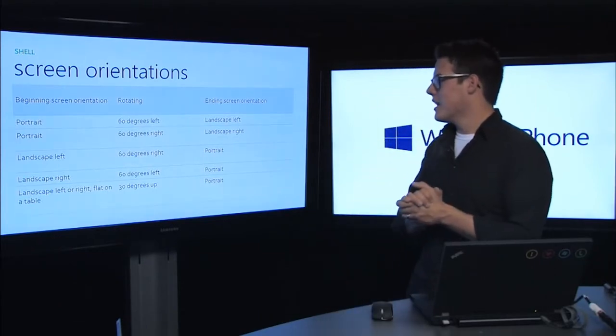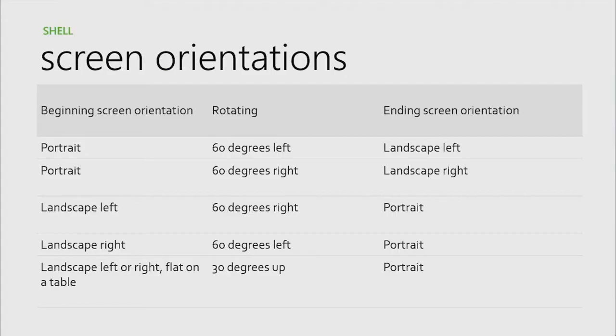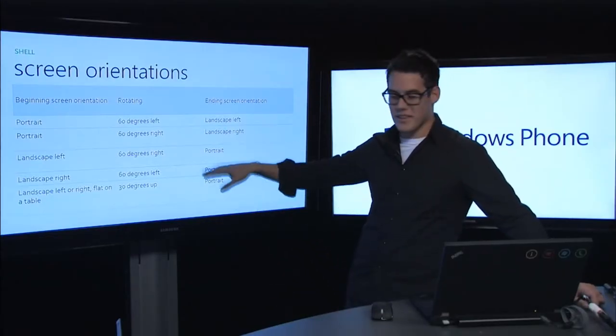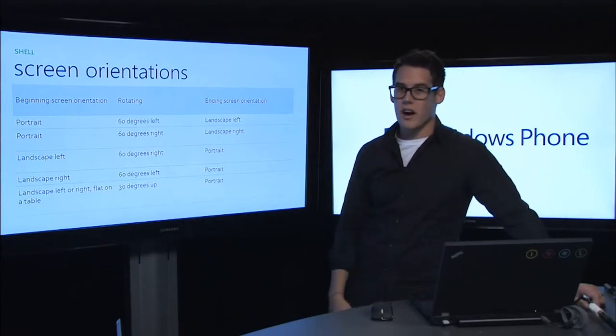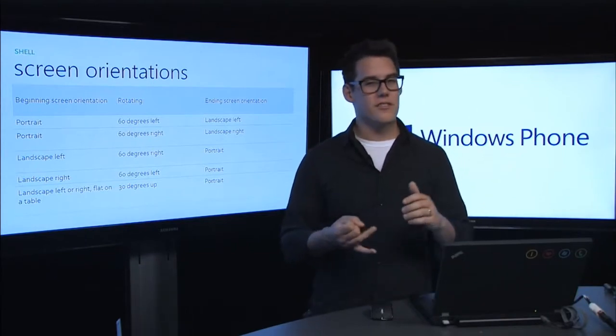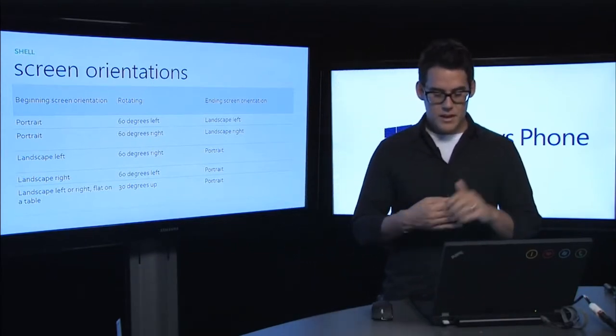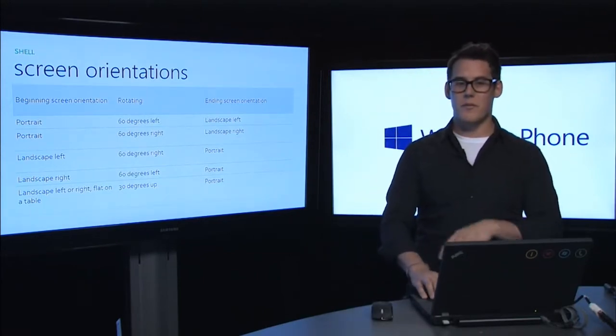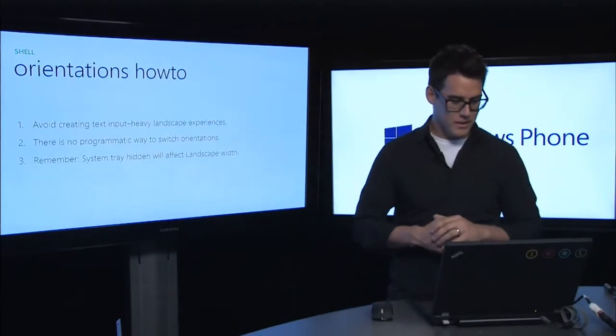Screen orientations. This is when it flips. It's right around 60 degrees left, 60 degrees right, and it'll flip up into portrait, landscape left and landscape right. This is also the way that you'll see it. There's no programmatic way to switch orientations on the phone. You just need to let the phone tell you when this is going to happen. You can also lock in a page that says, I'm not going to listen to orientations. I'm going to be default landscape left, default landscape right, or a portrait page. But other than that, you cannot fire off these events and pretend that the phone has done these things.